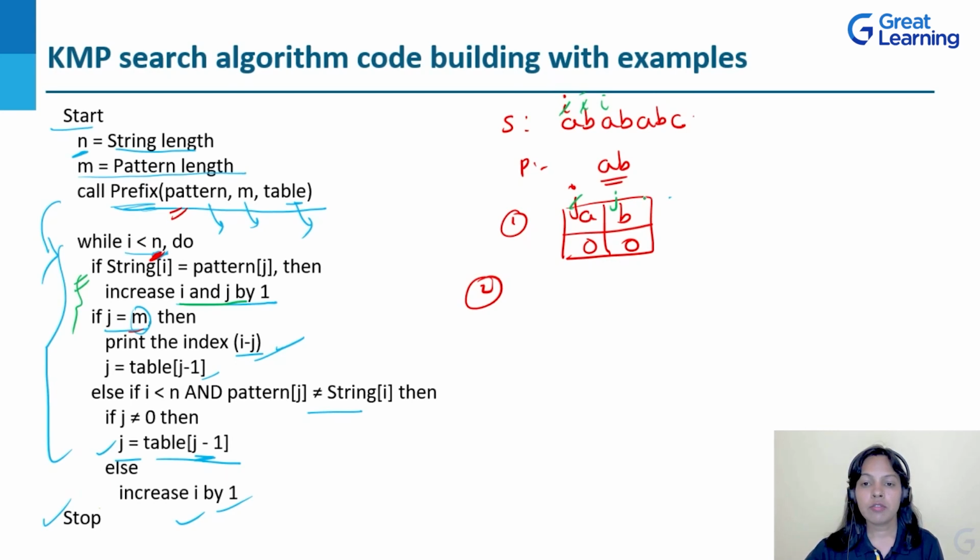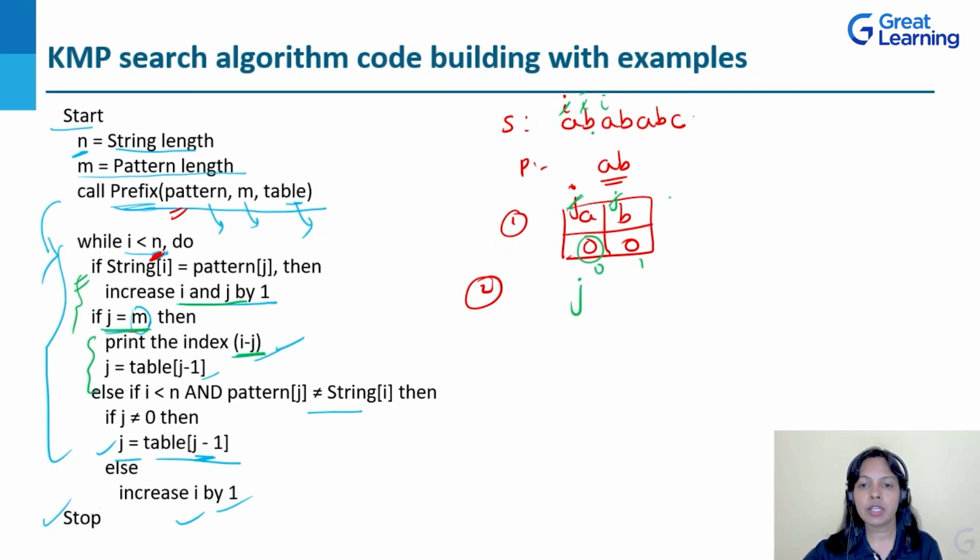Now j will be incremented where? Because the pattern ends here. The pattern is of only 2 characters, A and B. So this is the condition: if j reaches the end of the pattern, then you have to print the index I minus j. So j will now point at table j minus 1, that is at this location, your first location.